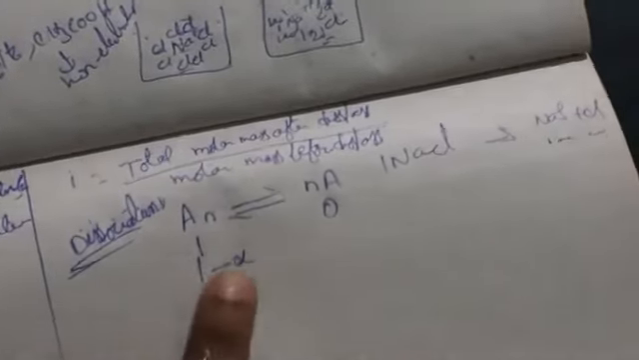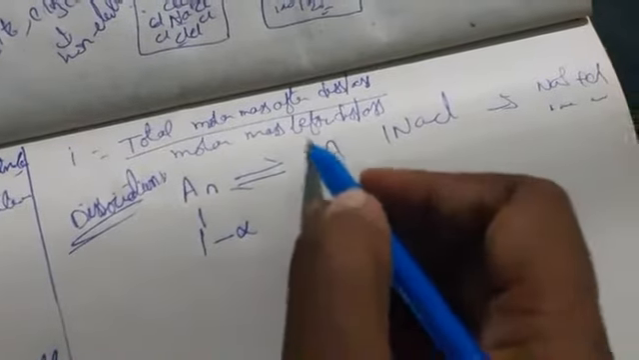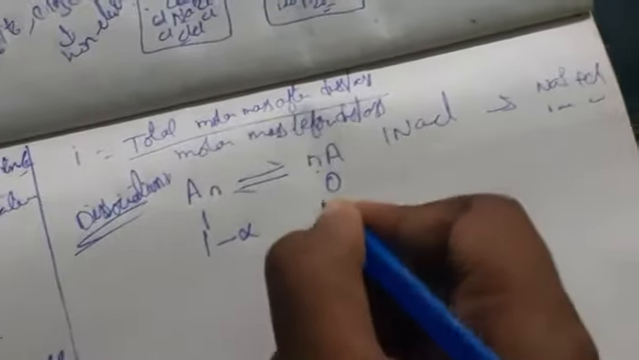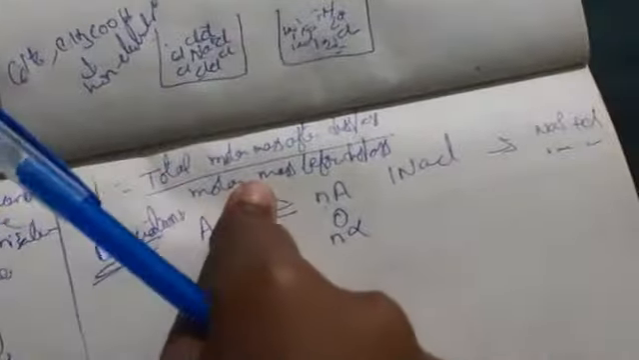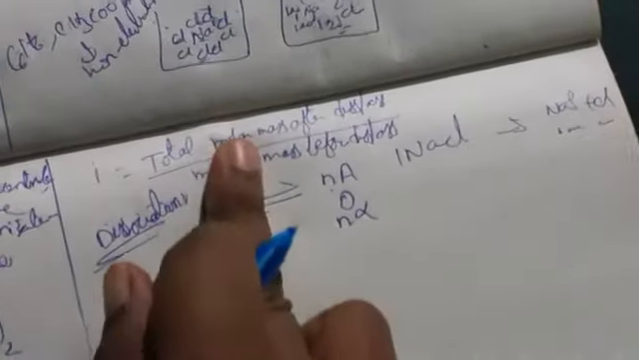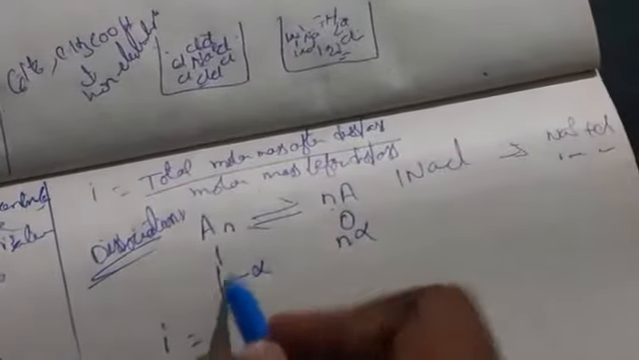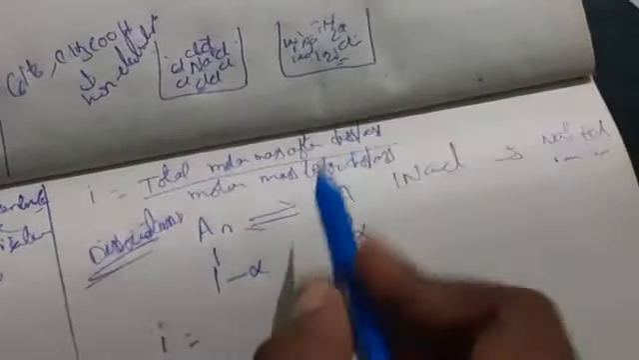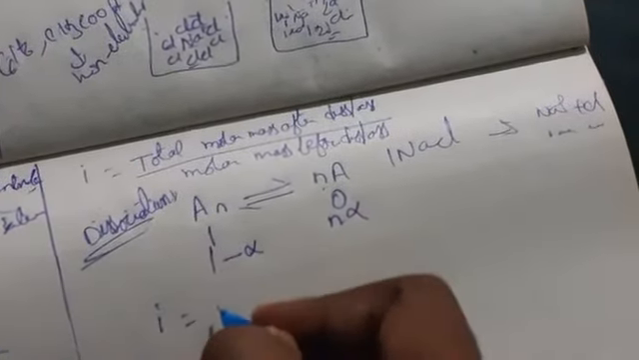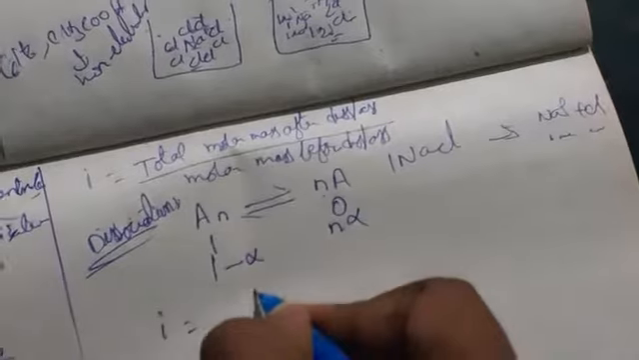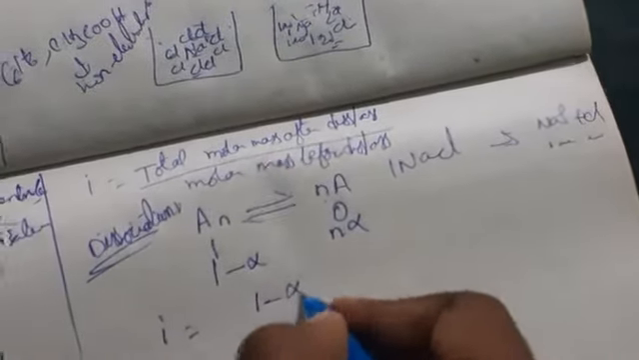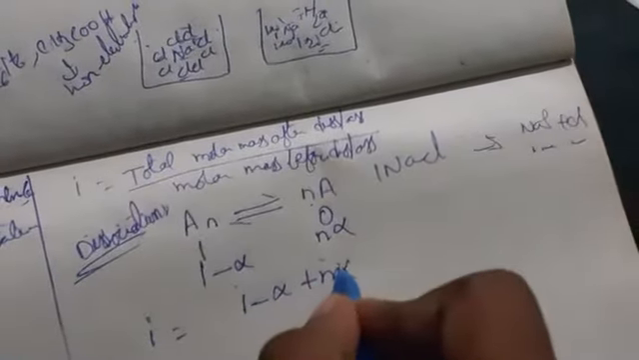So here, coming to after dissociation, we are having n moles, so that's why I am writing n alpha. In the formula I told you, i equals total molar mass after dissociation or association, meaning the number of particles after dissociation. So what we are taking here is 1 minus alpha plus n alpha. Okay, so this is after dissociation.